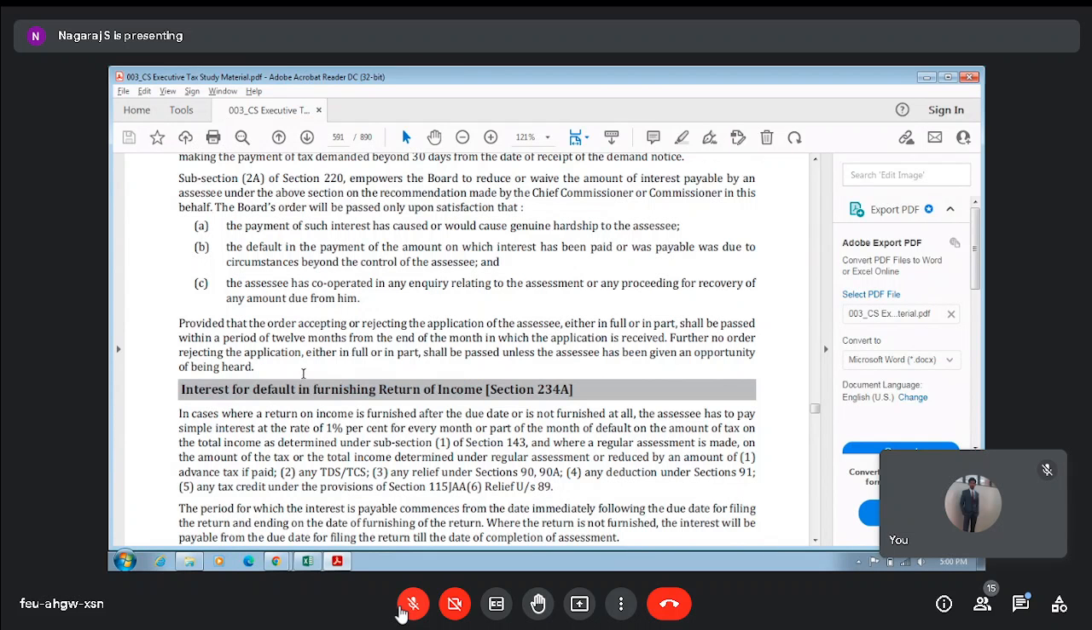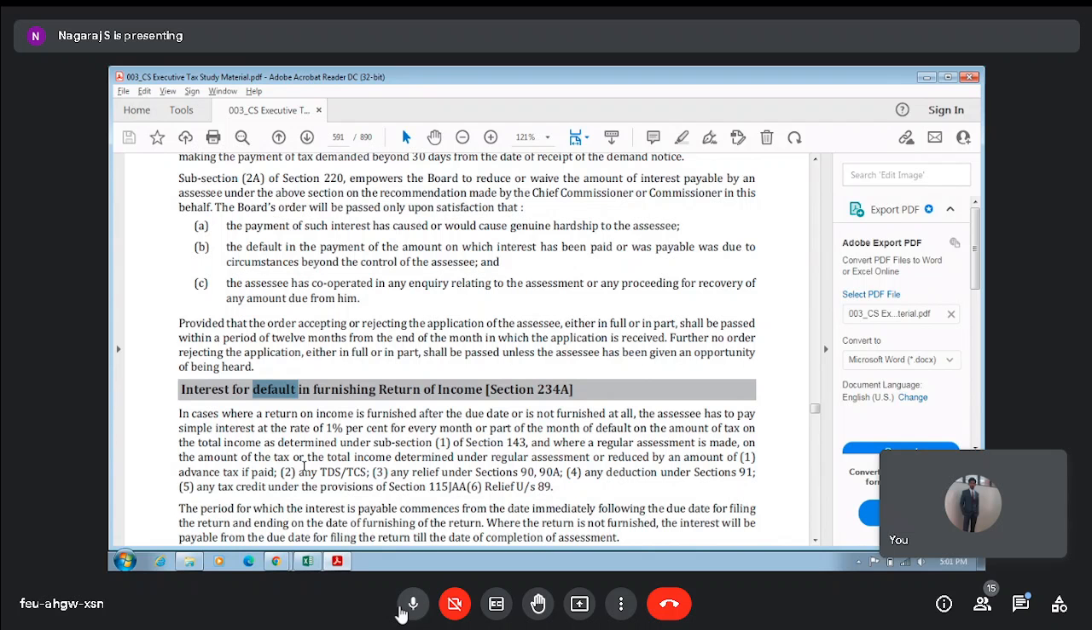Default means what? Default in furnishing return of income. Not paying the tax, not filing the return. The due date is 31st July for assessees who are not liable for tax audit. For example, salaried people should file the income tax return on or before 31st July of the assessment year.